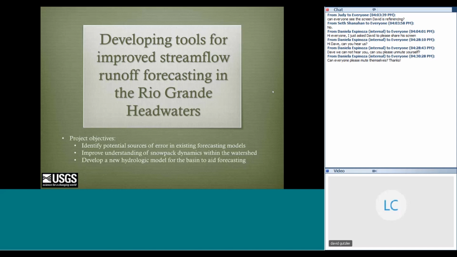Secondly, to improve our understanding of snowpack dynamics within the watershed, and Graham will talk about that. And then also to develop a new hydrologic model for the basin to aid in forecasting, and Colin will present those results.